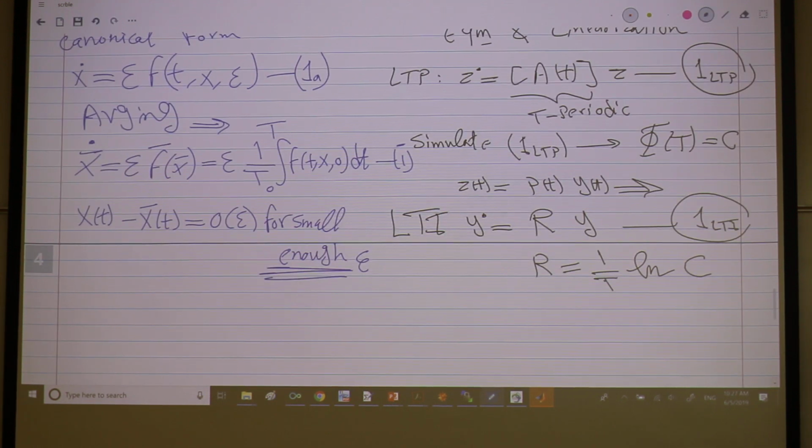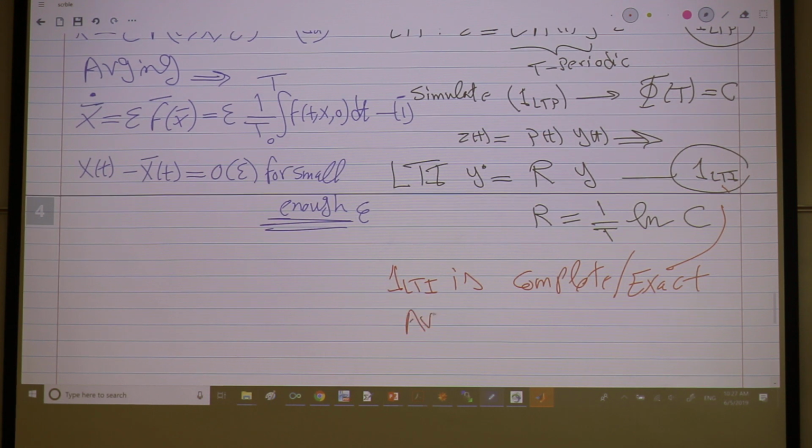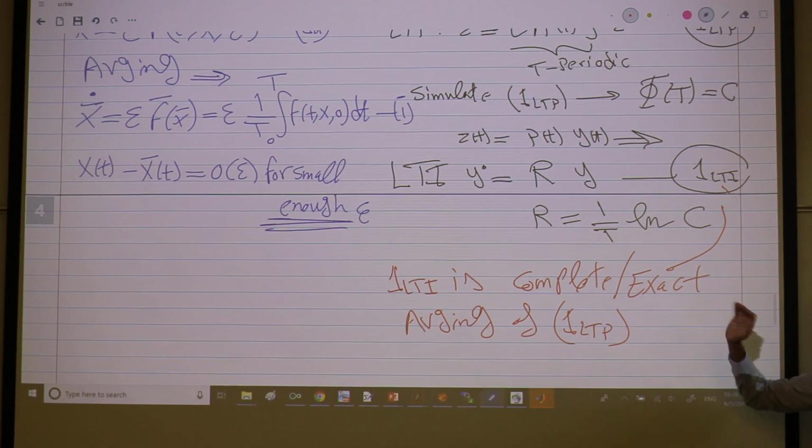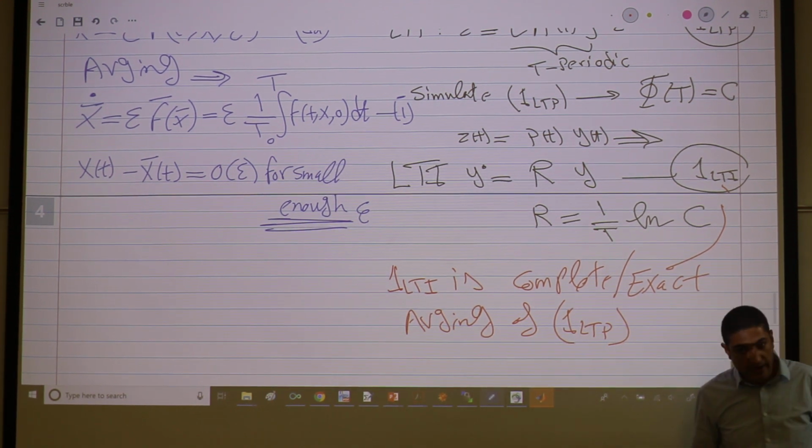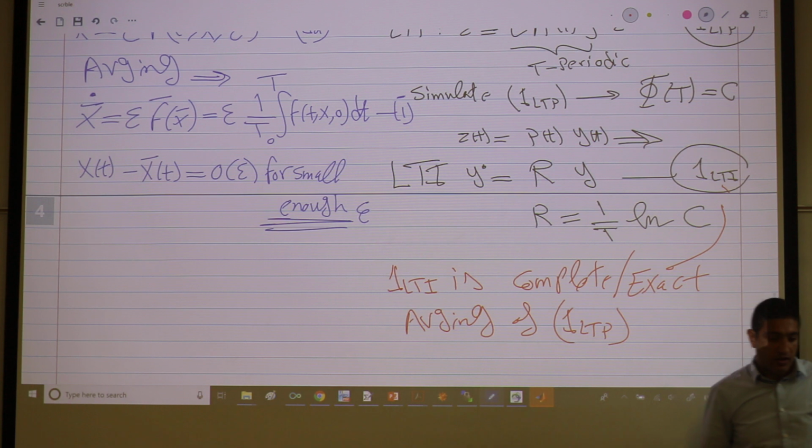So this equation, the LTI, is actually complete or exact averaging of the LTP, right? So for the linear version, we can get exact averaging or complete averaging, no approximation. Okay? Any questions so far?